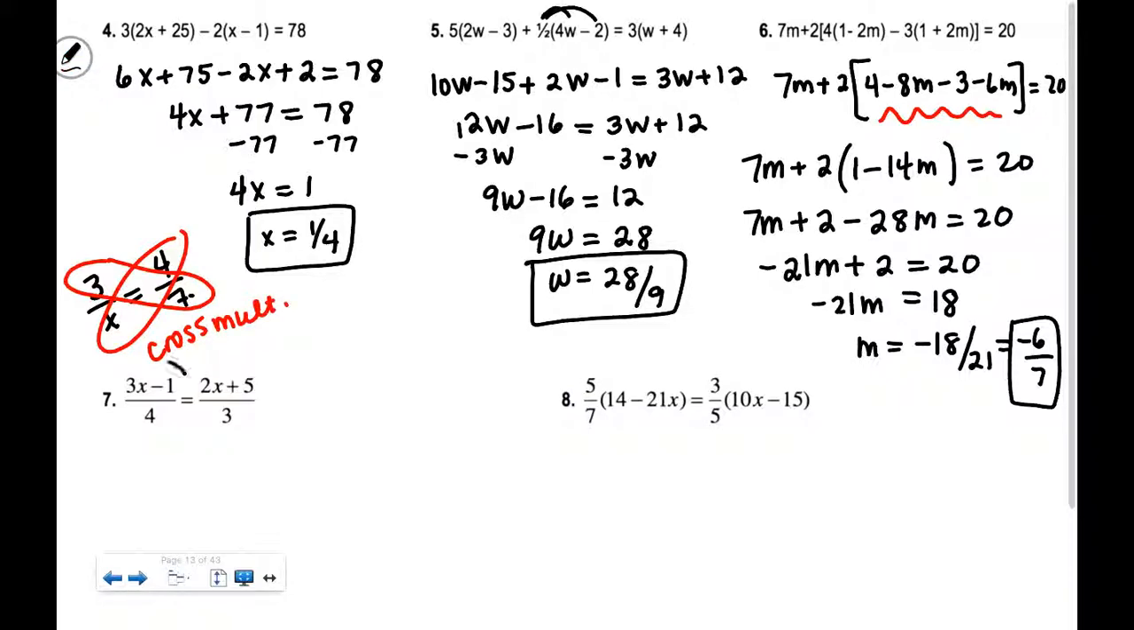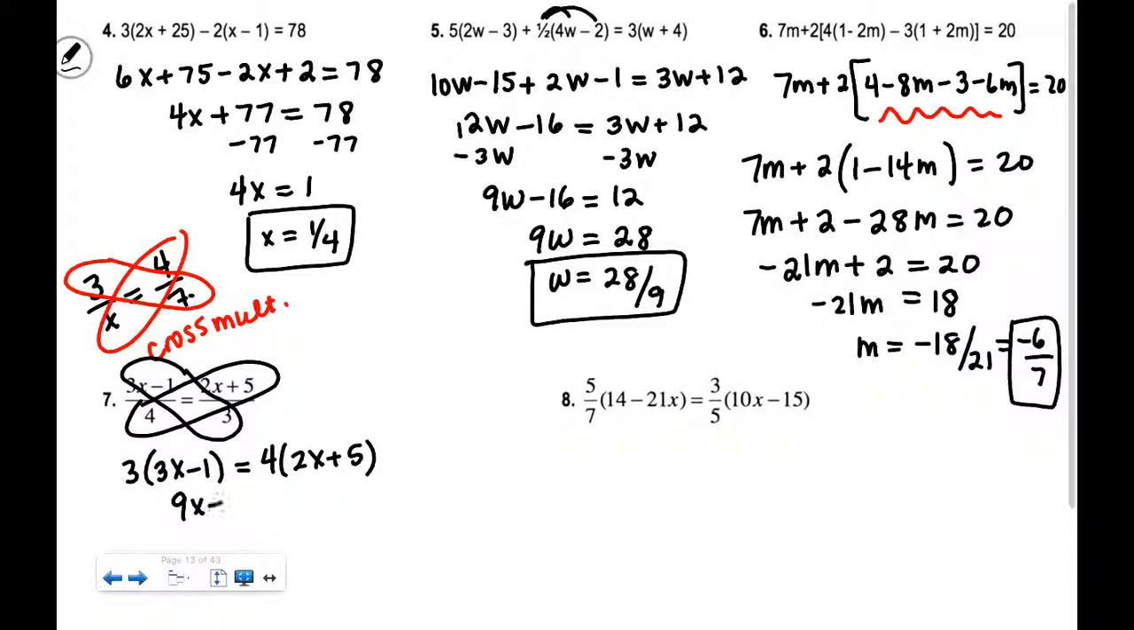When we do that, we take the 3x minus 1 times 3. So we have 3 times parentheses 3x minus 1. I need to remember to write parentheses, otherwise I won't distribute. Or you could just do it all together. Some of you just write 9x minus 3. Then we do 4 times 2x plus 5. So we get 9x minus 3 equals 8x plus 20. Subtract the 8x over, we get x. Add the 3 to the right side, and we get 23. So this answer is x equals 23.